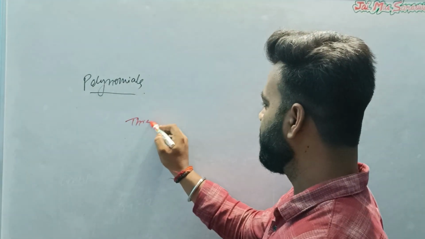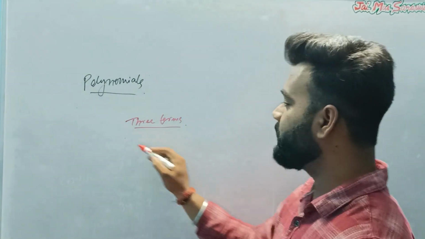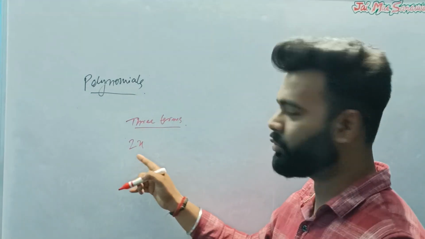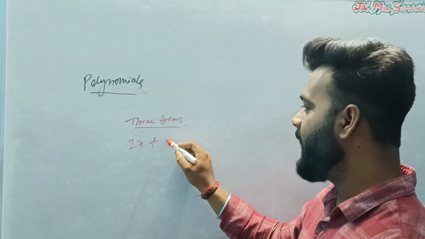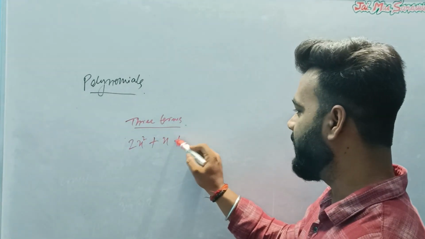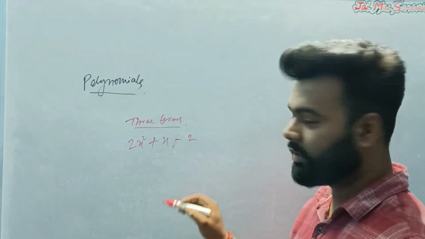So now, 3 terms. How can we consider 3 terms? For example, let's say 2x: this is one term because there is a sign of multiplication between them. Now we use a plus sign, and let's say here is x square, and again we take a plus, or let's say a minus, and here is a 2.